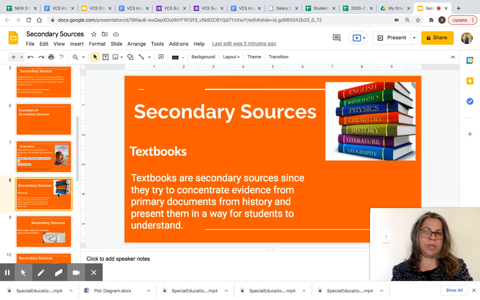Another example of secondary sources are textbooks. Textbooks are secondary sources since they try to concentrate evidence from primary documents from history and present them in a way for students to understand. So as you can see here in this visual, all these different books, English, physics, chemistry, history, literature, all these textbooks that you have, they are an example of secondary source.